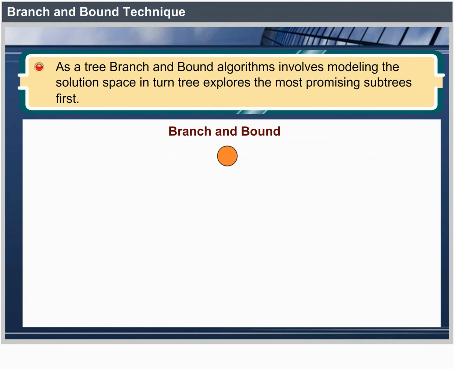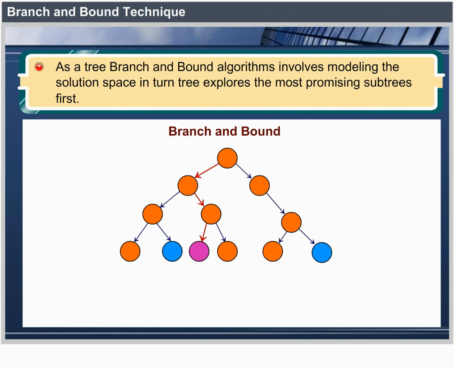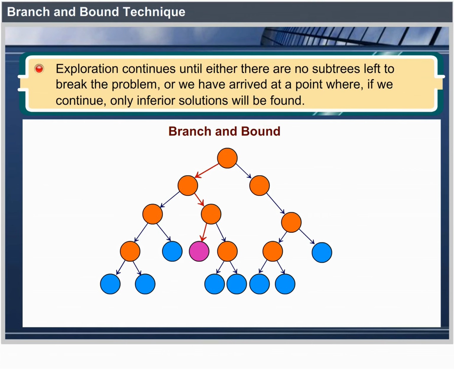As a tree, branch and bound algorithms involve modeling the solution space. In turn, the tree explores the most promising subtrees first. Exploration continues until either there are no subtrees left to break the problem into, or we have arrived at a point where, if we continue, only inferior solutions will be found.